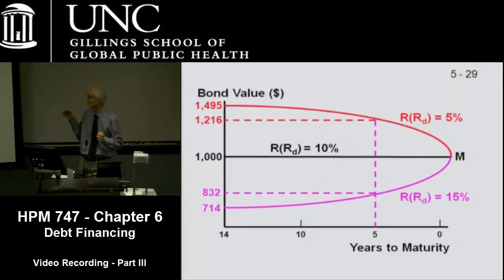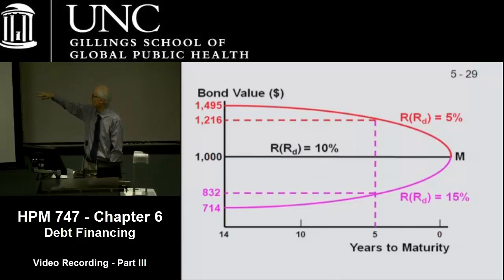If interest rates stayed the same at 10%, what happens? What line is there? The black line. Things are simple. Interest rates don't change. It always stays $1,000. If interest rates go up, then we head on down to the chartreuse line, and if interest rates go down, then we head up to the premium bond line.